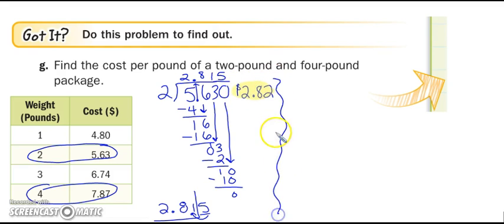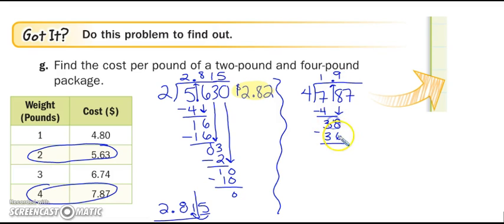Now I have to do the 4-pound package. So 7.87 divided by 4. Shoot that up. 4 can go into 7 1 time. That's a 3. Bring down the 8. 4 times something is close to 8. 4 times 9 is 36. Whoops. 8 minus 6 is 2. Bring down the 7. 4 can go into 27. 4, 5, 6. 7 is too big, so 6 times 4 is 24.